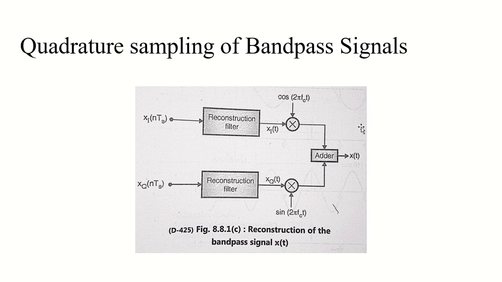So that was the quadrature sampling of bandpass signals, and I think that is also very much self-explanatory. You can understand it from the images itself. It is very basic and easy to understand. Now that you have understood the quadrature sampling of bandpass signals, let's discuss some examples.